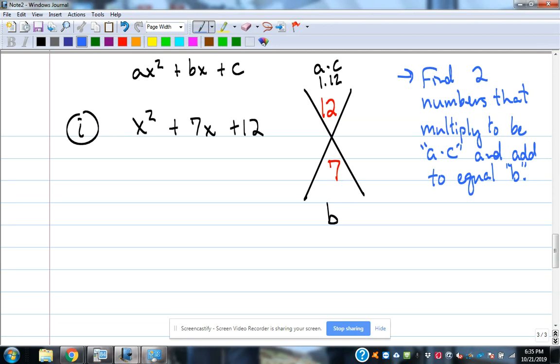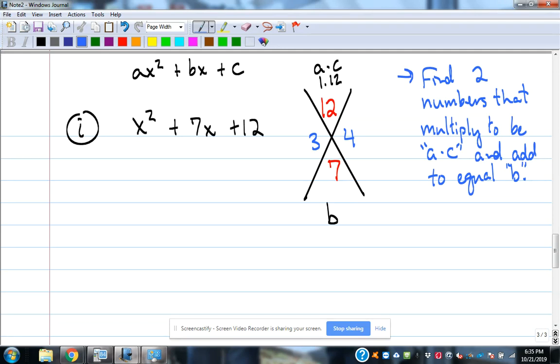So we think about numbers that multiply to be 12, 1 times 12. But if I add those two together, I get 13. So we know it's not those two. Then if I do 2 times 6, 2 times 6 multiplies to be 12. Well, what's 2 plus 6? 8. Really close, but not the right ones. What's the other option for multiplying to be 12? 3 times 4. So if I do 3 and 4, 3 times 4 is 12. What's 3 plus 4? 7. It's the right number. Okay.